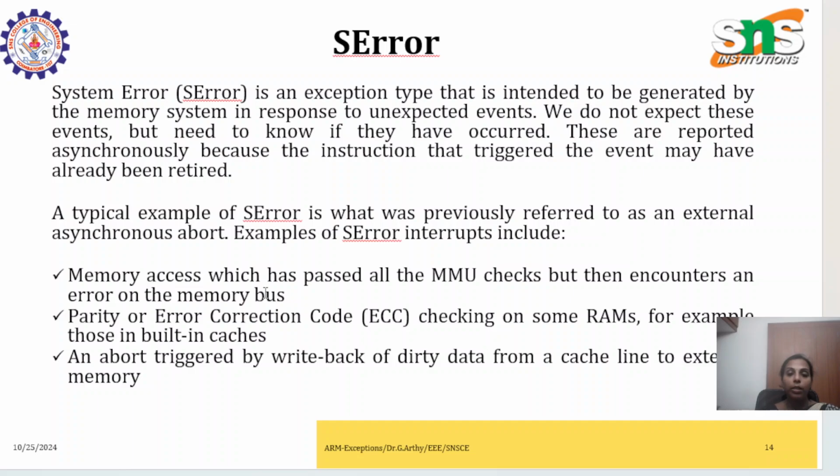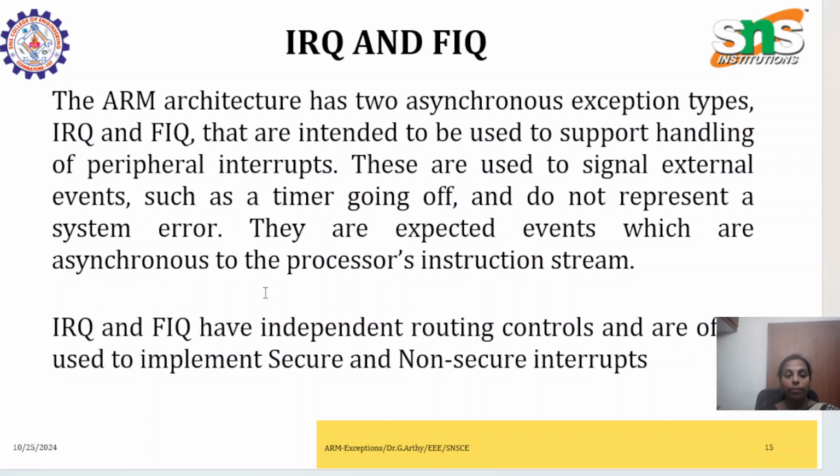Next, a system error is an exception type that is intended to be generated by the memory system in response to unexpected events. Typical examples of system errors are a memory access which has passed all the memory management unit checks but then encounters an error on the memory bus. Similarly, parity error detection and correction. Then an abort triggered by write back of dirty data from the cache line to external memory also leads to system errors.